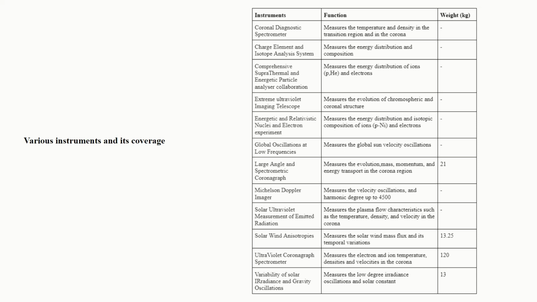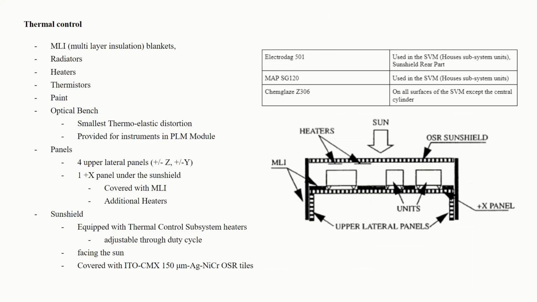Next, the thermal control. There will be MLI, radiators, heaters, thermistors, paint, optical bench panels, and sun shields. So we're using classical thermal controls. The paint will be black paint with different manufacturers and different application regions, which is in the table on the right side. And the enclosure of the sun shields is provided in the figure on the right side.